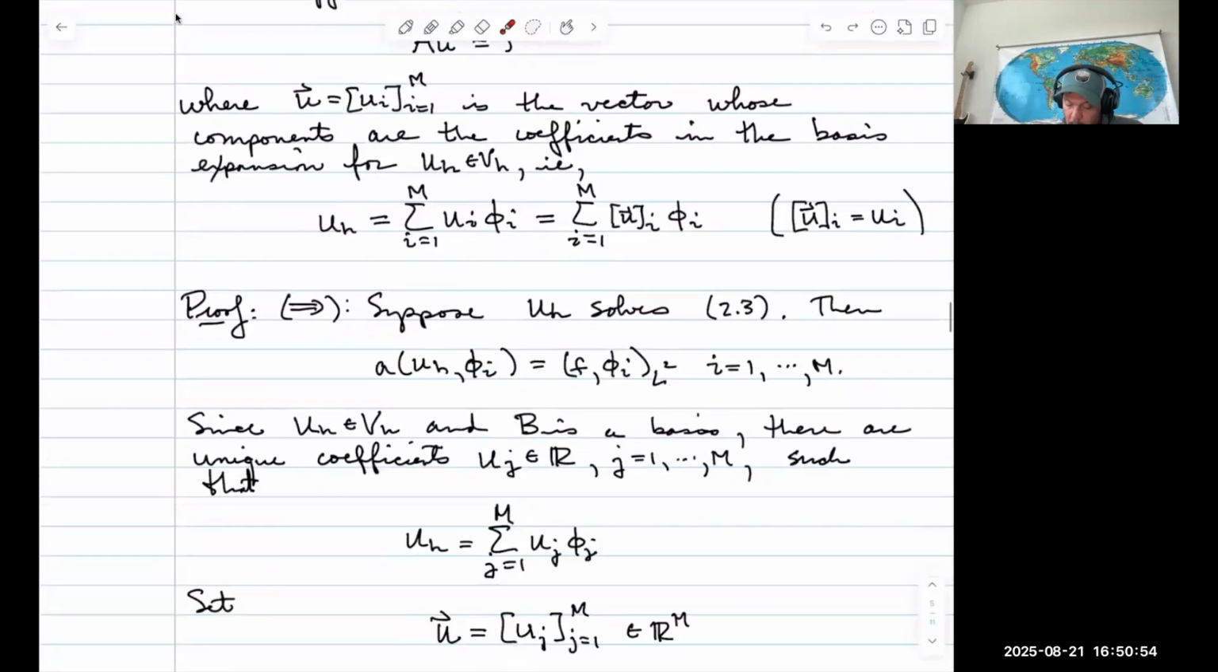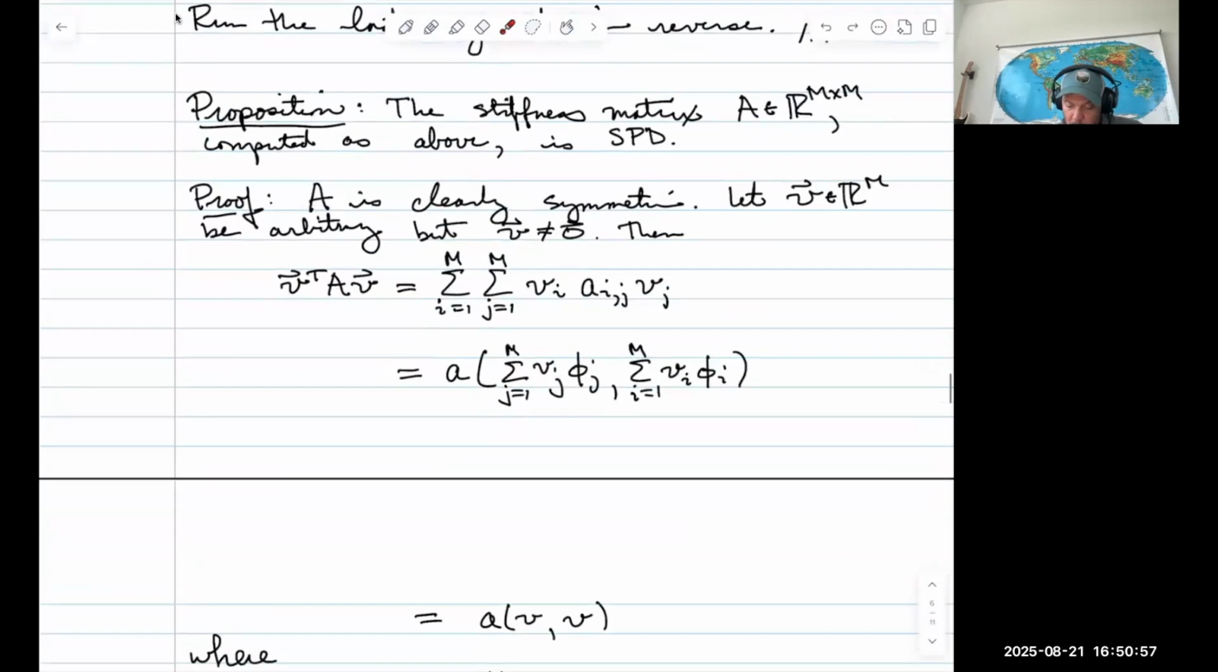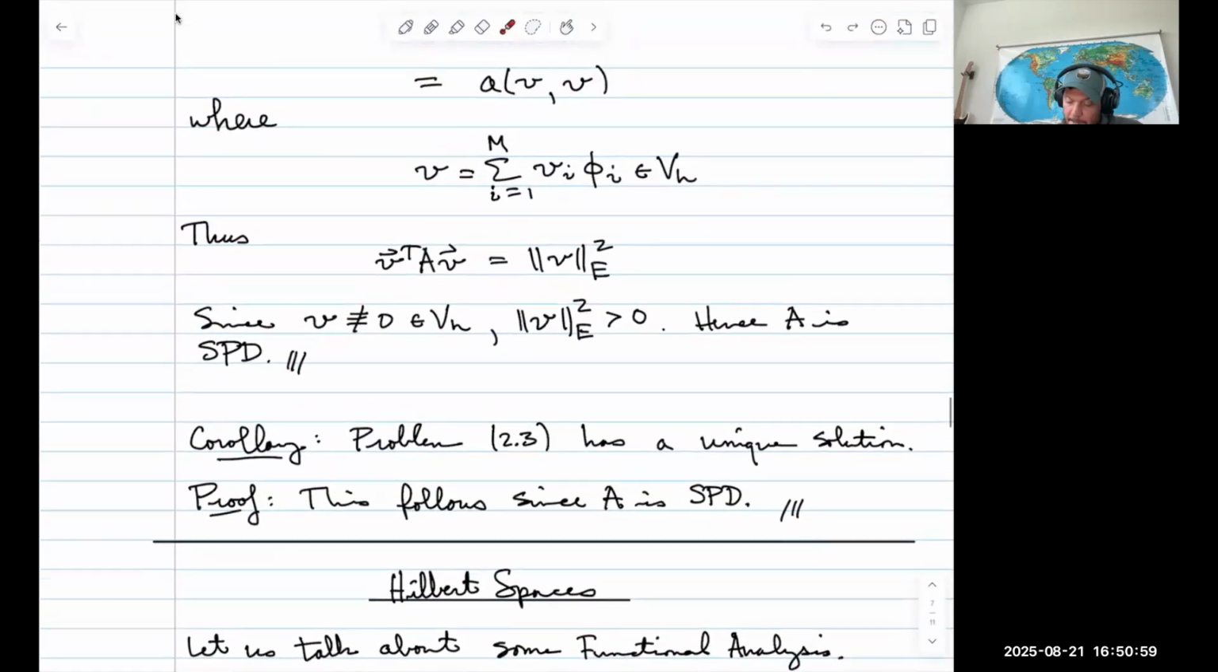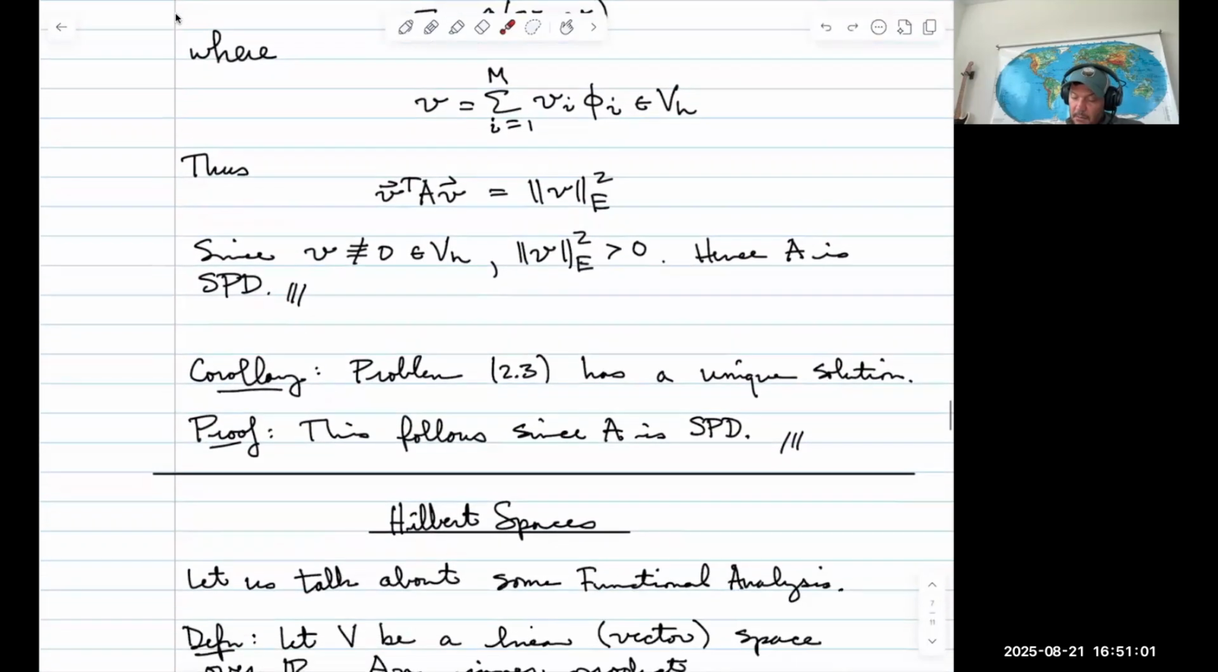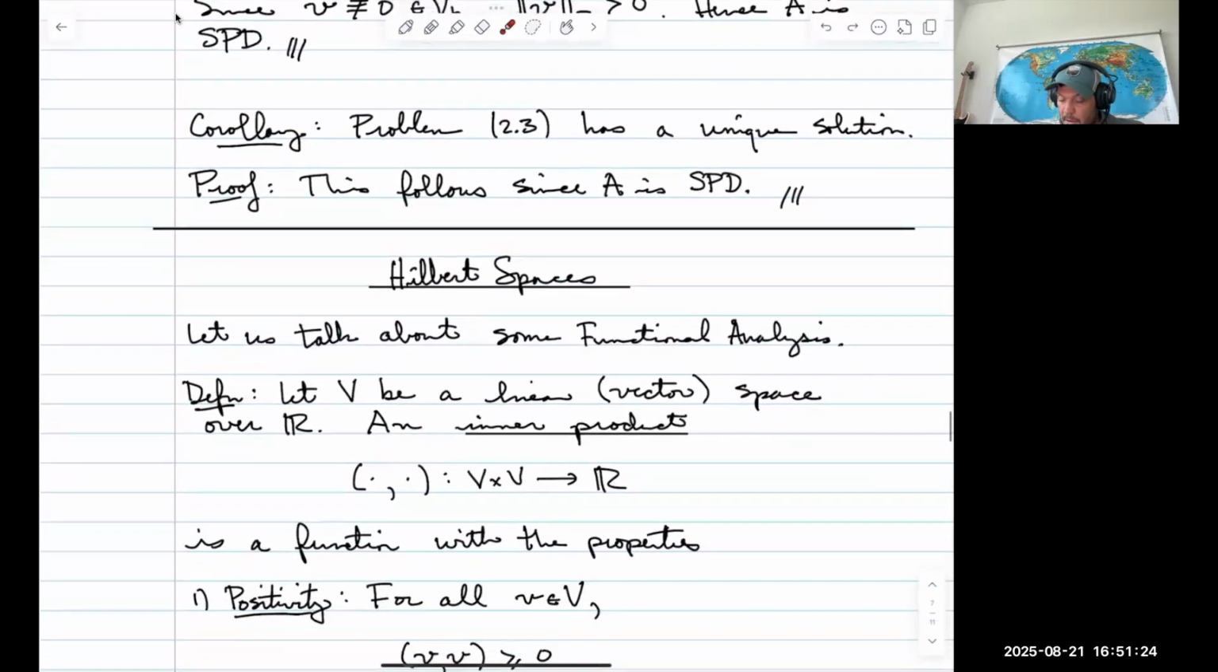So that's a nice little corollary, right? It tells us that the Galerkin approximation always exists and is unique. It doesn't tell us whether our initial weak formulation to the Poisson problem has a unique solution or not. That is still an open question as far as we're concerned. And to answer that question, we need to talk a bit about something called Hilbert space.